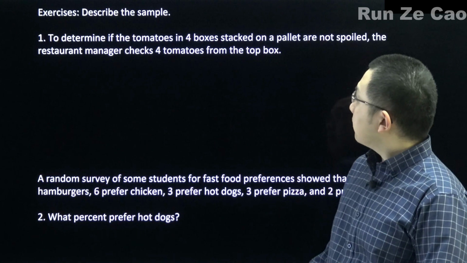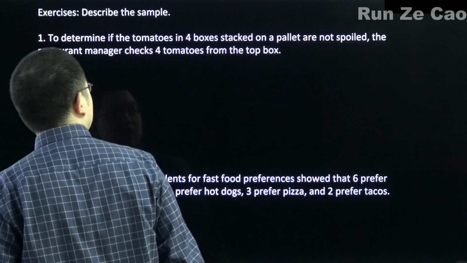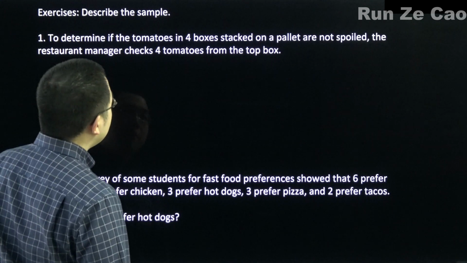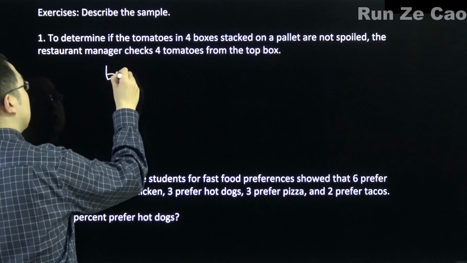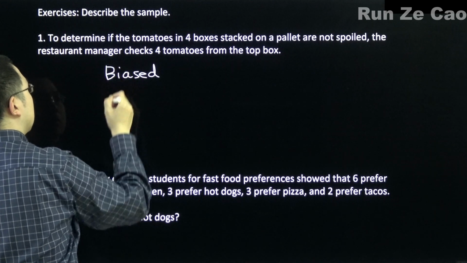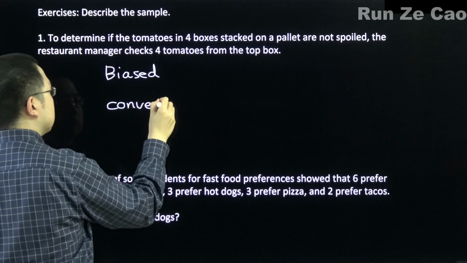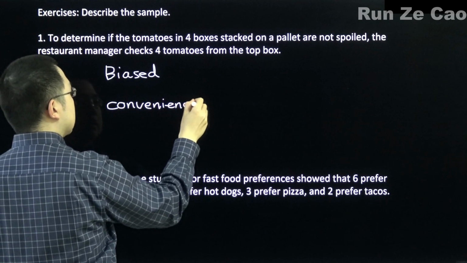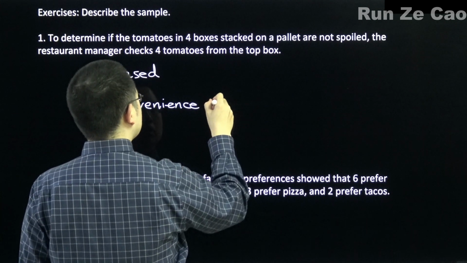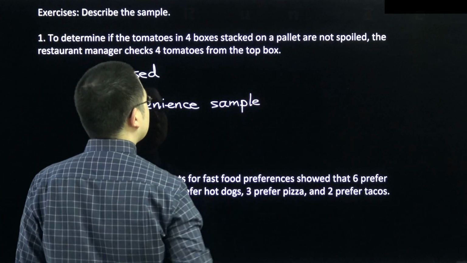Anyway, describe these samples. To determine if the tomatoes in 4 boxes stacked on a pallet are not spoiled, the restaurant manager checks 4 tomatoes from the top box. This is biased, and it's also a convenience sample because the manager chose those tomatoes because they were convenient. Convenience samples are generally biased.